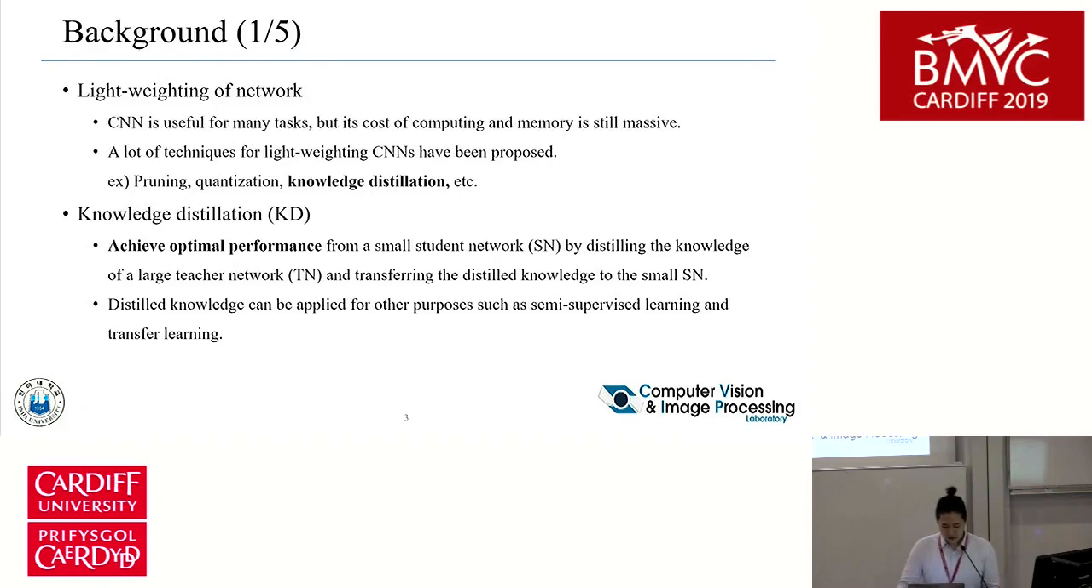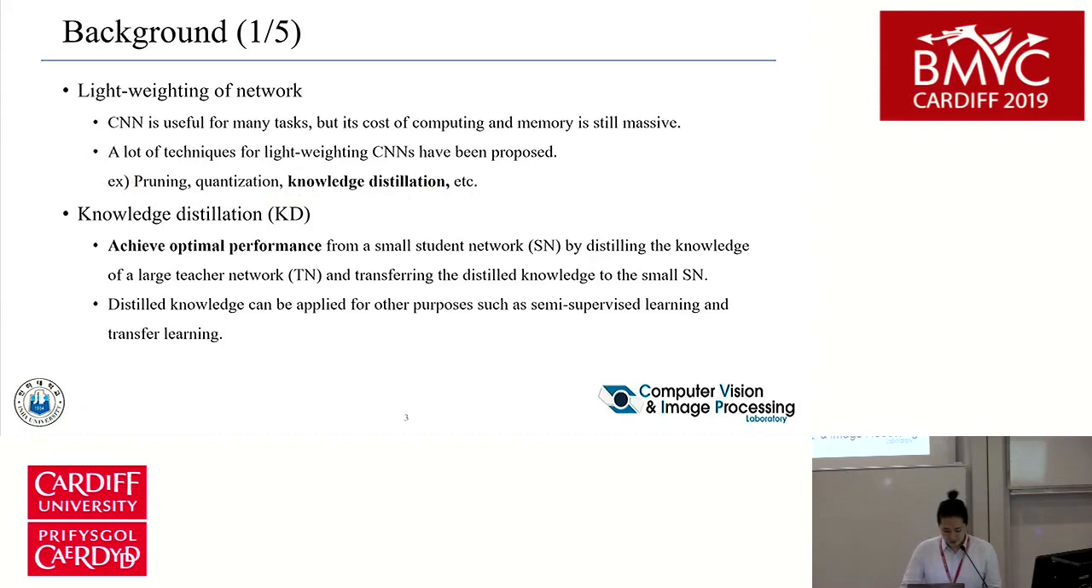CNNs have been successfully used in various fields. However, their huge computing and memory costs make them hard to adapt to the real world. For reducing the cost while maintaining the performance, various attempts have been made up to now. For example, network pruning, quantization, and knowledge distillation.